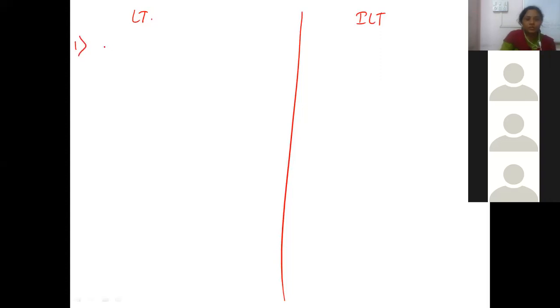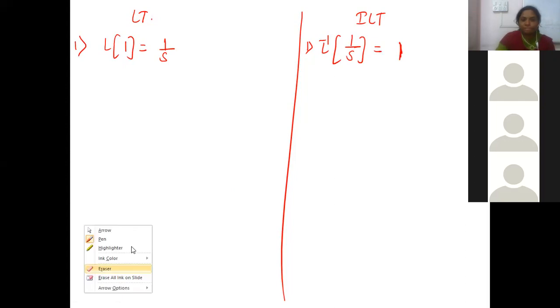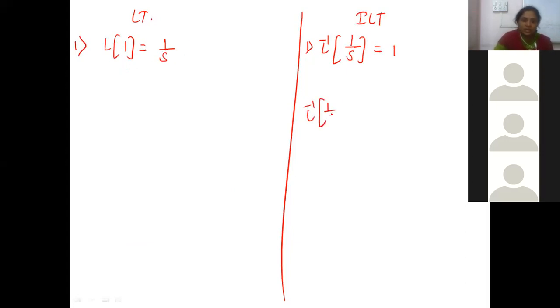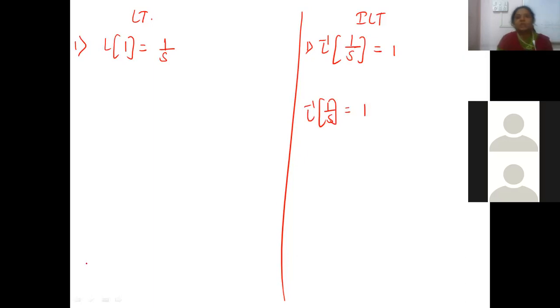Okay, so the first definition in Laplace was Laplace of 1. What was that? 1 upon s. So in inverse Laplace, the first definition becomes, taking Laplace inverse on both sides, Laplace inverse of 1 upon s is 1. Is that correct? Yes ma'am. Okay. So till now you saw Laplace of 1 gives 1 by s. Now if you see Laplace inverse of 1 by s, you have to write 1. So now we are going exactly opposite.